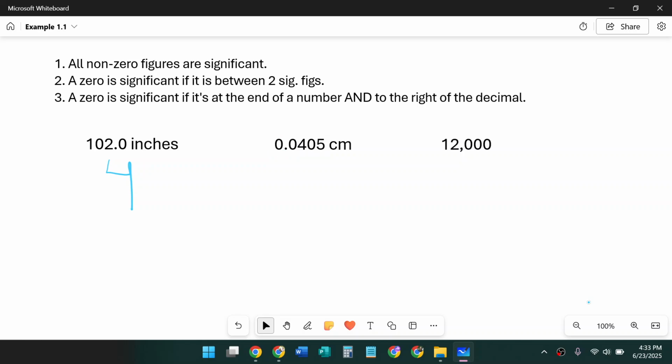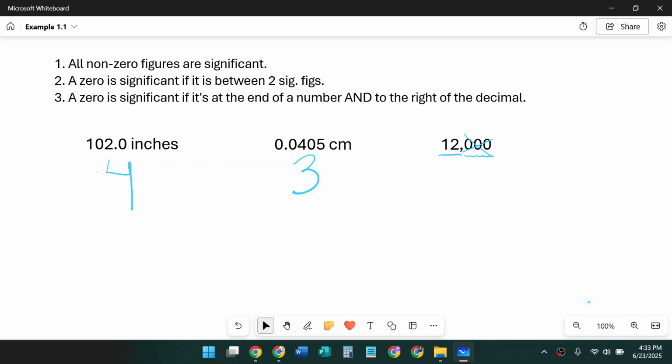So in this number, we only have 3 significant digits, and that is the 4, the 0, and the 5 that are all together. In this last example, we know that the 1 and the 2 are significant because they're non-zero, and rule number 2 tells us that non-zero numbers are significant. These other 3 zeros are not between two significant figures, and although they're at the end of a number, they're not to the right of a decimal point, so these 3 are not significant digits or significant figures.